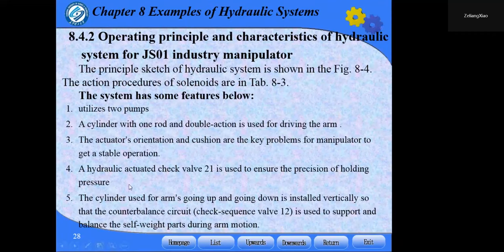Four is the hydraulic actuator. Valve 21 is used to ensure the position of holding pressure. The last one: the cylinder used for arm going up and going down is installed remotely, so a counterbalance circuit is used to support and balance the weight of the parts during arm motion.